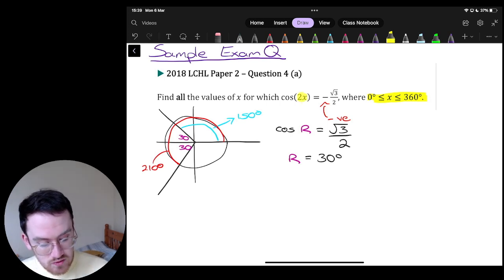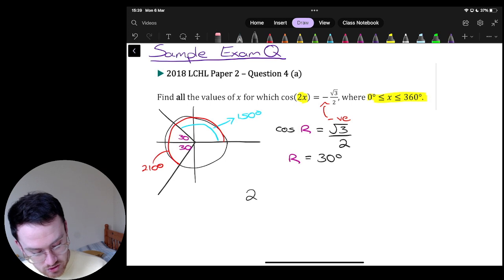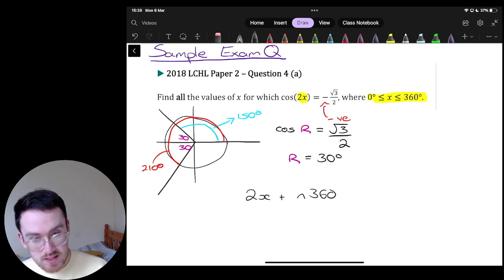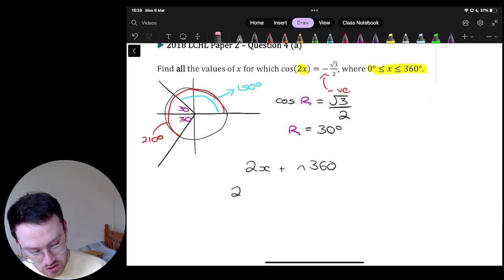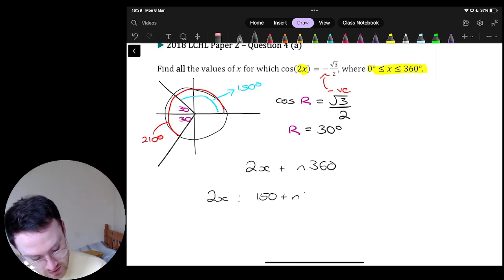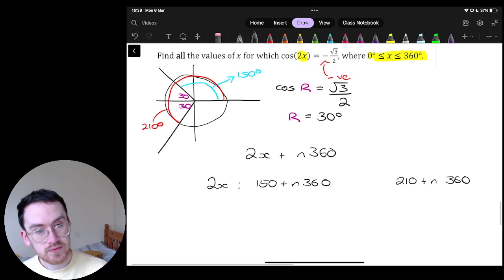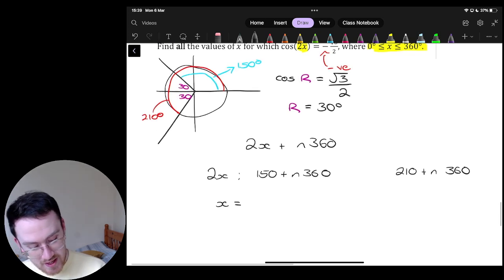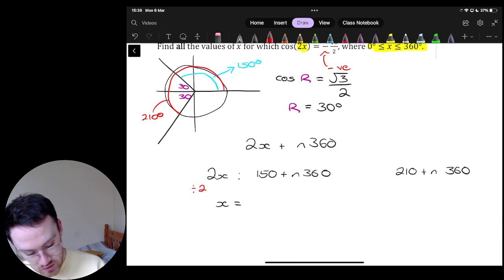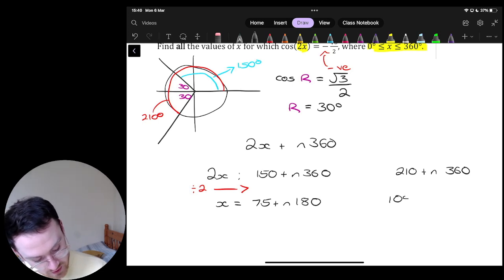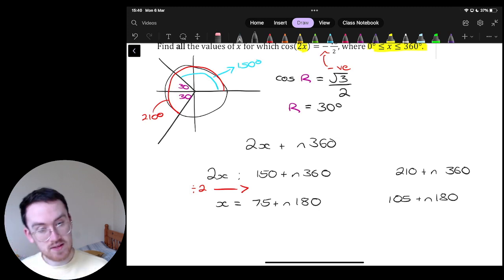Our question is for 2x, so our general solution is going to be 2x plus n360, 360 because we're in degrees. So my two solutions for 2x are 150 plus n360 and 210 plus n360. To find the value of just x, I need to divide across by 2. That gives me 75 plus n180 and 105 plus n180.